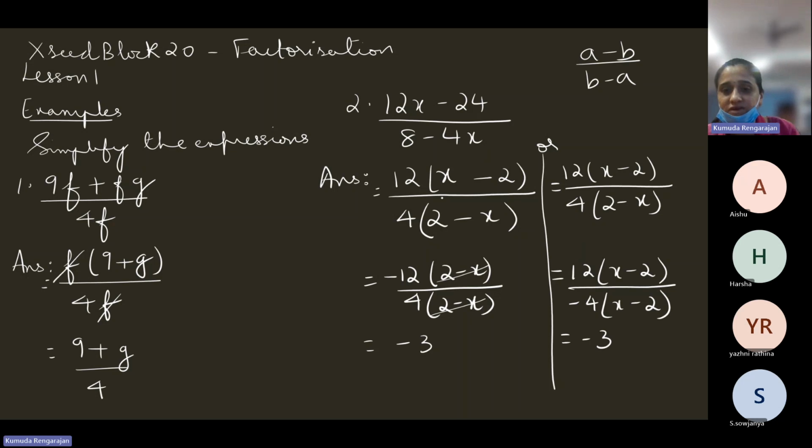The first step is the same in both cases. Or you can change the denominator. So 2 minus x in the denominator is written as x minus 2. In the second case, I'm not changing the numerator: 12 into x minus 2 as it is. In the denominator, 2 minus x is written as x minus 2. Then outside the bracket we have plus 4, so that becomes minus 4. So x minus 2 and x minus 2 cancel, and 12 by minus 4 is minus 3.